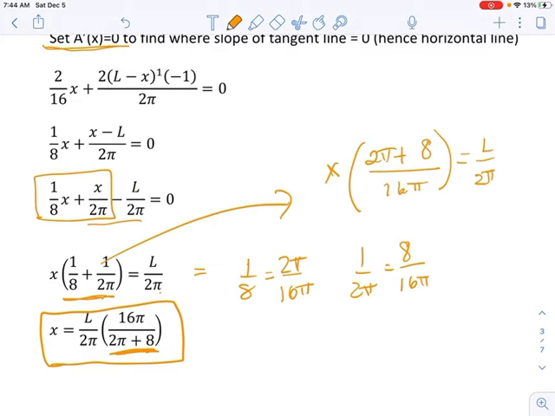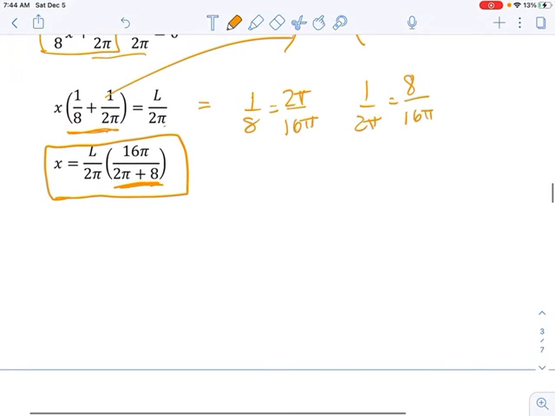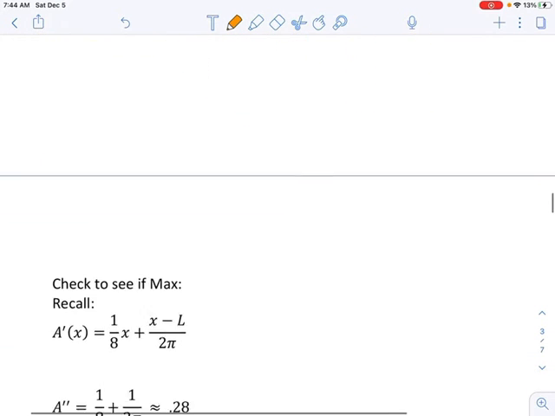Excuse me, x will be that value for any L, which is kind of cool, because the point is that this answer would be the same regardless of what L you use. So I decided to do it the generalist way we could. Now what we want to do is check to make sure that this value is a maximum.